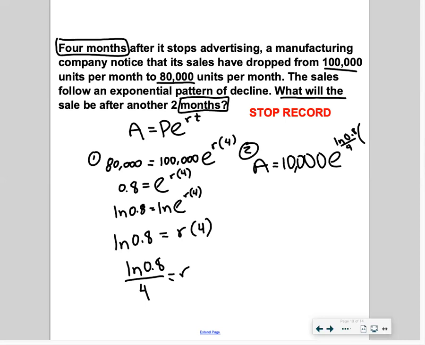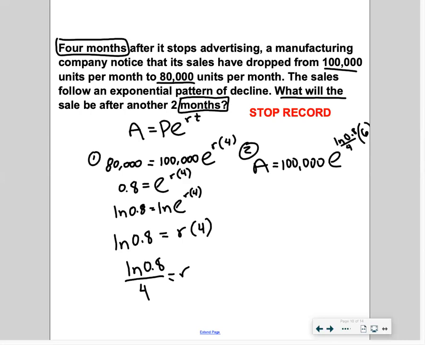You'd have to set your time equal to, so I started at 100,000. After 4 months, I dropped to 80,000. What will it be after another 2 months? So the 4 months and the 2 months from the beginning would be 6 months. Okay, so if you're starting with, I put the comma in the wrong place here, not 10,000, it should be 100,000. There we go. And again, this is one where you don't have to do any dividing or anything out. You just have to plug it into your calculator.